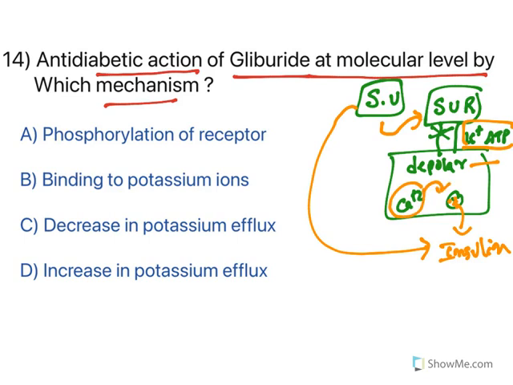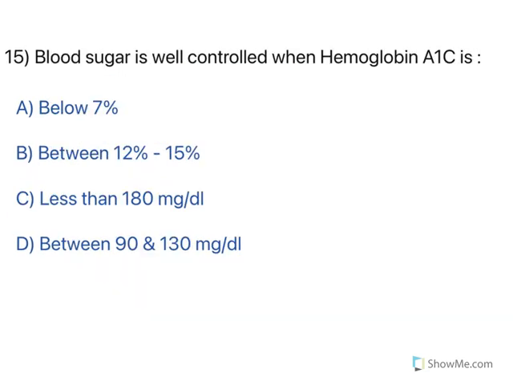So how do they act? See, look at the options. You have 2 options related to potassium efflux. By blocking this potassium channel, potassium efflux is decreased. So, decrease in potassium efflux. You need to be careful with the options. So this is the answer. It is not increase in potassium efflux, it is decrease in potassium efflux. Moving to the next one.